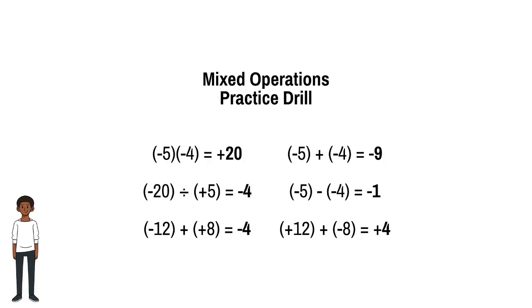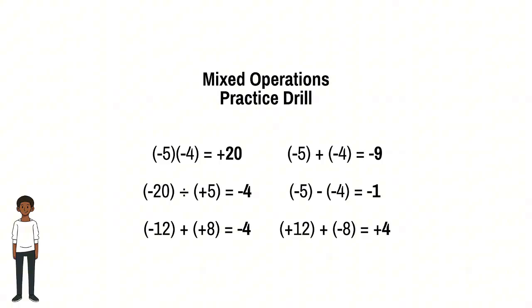So now let's test ourselves with a quick mixed practice drill to reinforce these concepts. Negative 5 times negative 4. Multiplication with the same signs gives a positive 20. Negative 5 plus negative 4. Addition with same signs means add values and keep the sign. Negative 9. Negative 20 divided by positive 5. Division with opposite signs gives a negative.